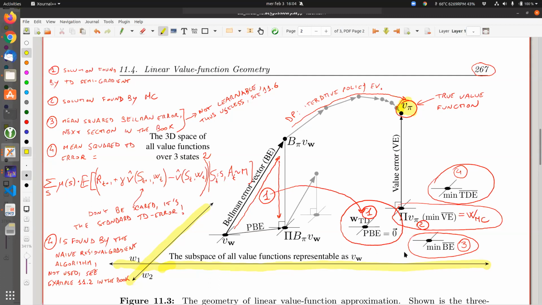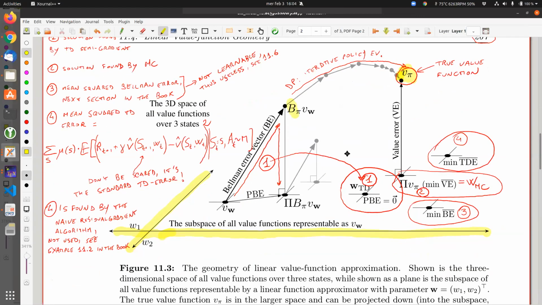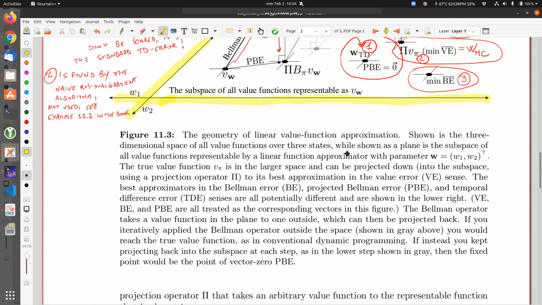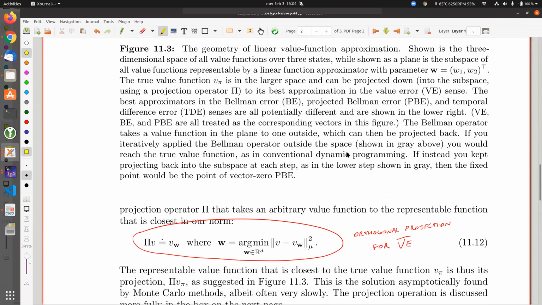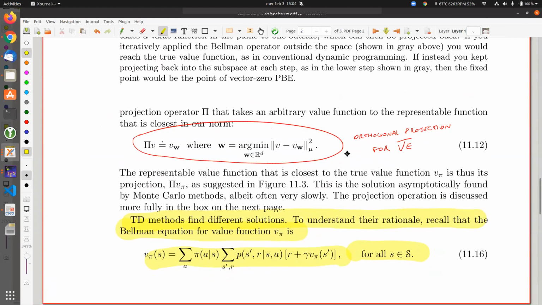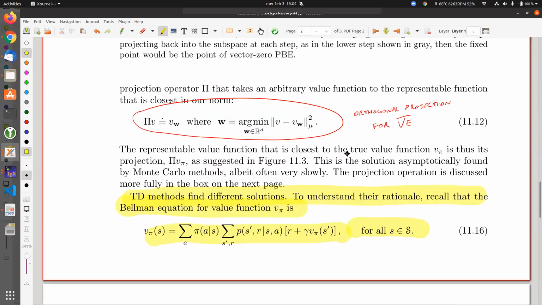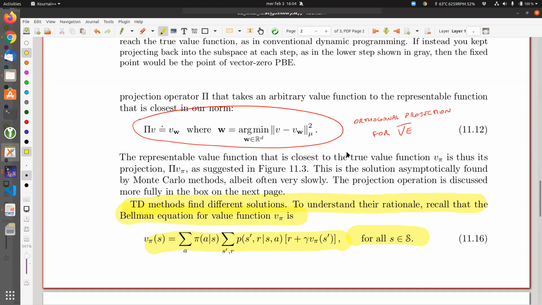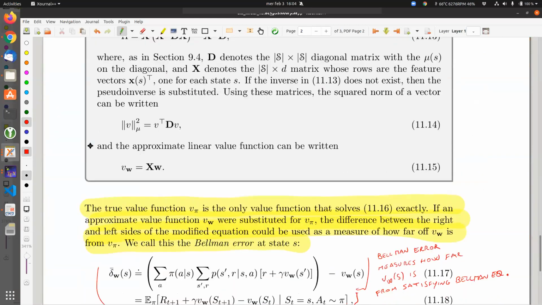Okay, so let's start with another notation, which is this one. This is the Bellman operator. What is the Bellman operator? Let me check where it is. Okay. This one. The Bellman operator is the, or maybe it is on the next page also.